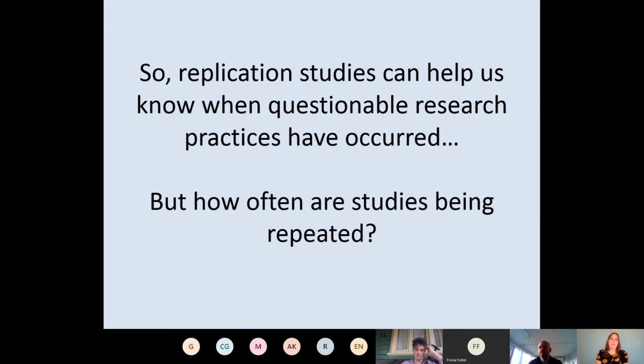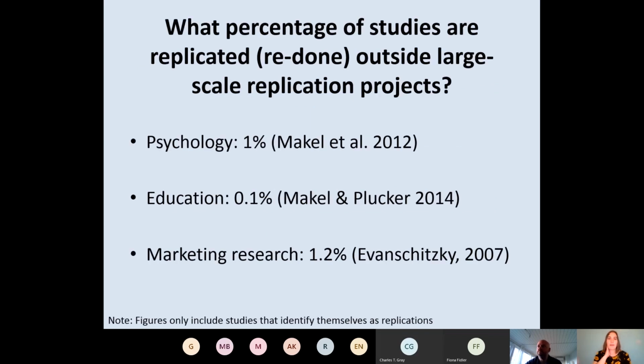So replication studies can help us know when questionable research practices have occurred, but how often are we actually repeating our studies? There's been a few studies, often by Matt Markle, to look at what proportion of the literature contains studies that identify themselves as replications. In psychology in 2012, he found that this was 1%. It's probably gone up a little bit by now, but it might still be a similarly low percent if you exclude those large-scale replication projects. In education, it's even lower at 0.1%. And in marketing research, it's a little higher at 1.2%, which is still really low.